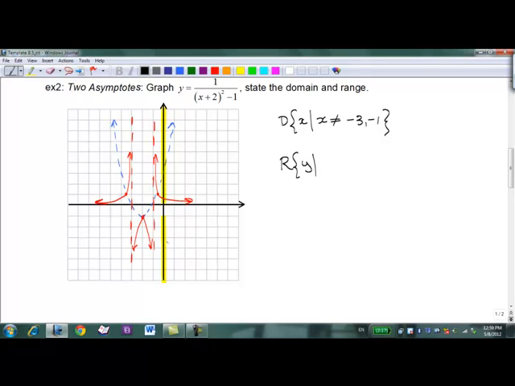Below, I have everything up to -1. So I have all the y values up to and including -1. And then above the x-axis, I'm starting at 0, not inclusive, and heading everything above there. So there's a range statement, and we can certainly talk about how creating a range statement is possible, certainly during class.